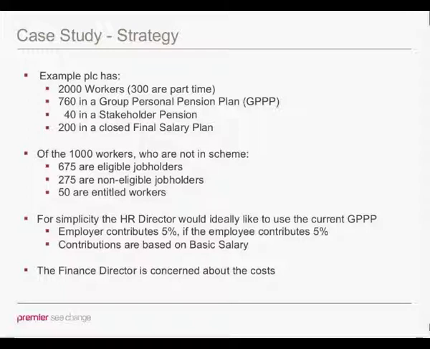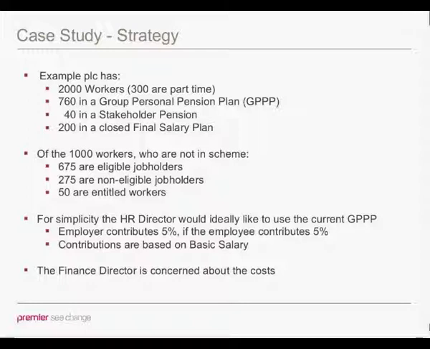In this particular scenario, they've got 2,000 workers, 300 of them are part-time, 760 of them even are in a group personal pension plan with a major insurance provider. 40 of them are in a separate stakeholder pension. This was a business that was acquired fairly recently. And we've got 200 people that are in a closed final salary plan. So not an untypical scenario.